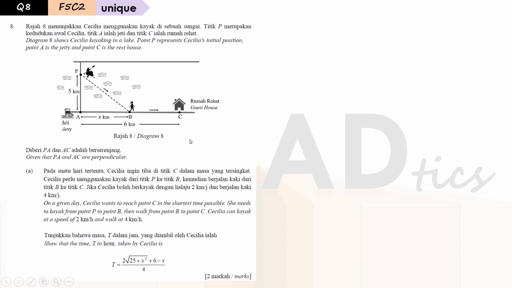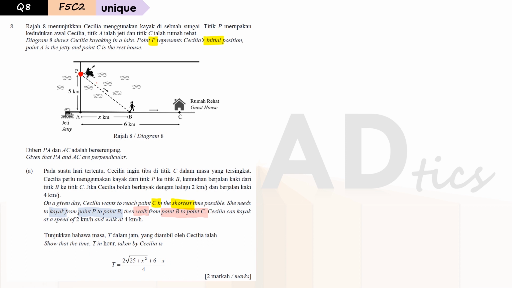Next question coming from differentiation, and this is one of the unique questions. Alright, so here we have a situation and we have this person named Cecilia. Cecilia has an aim, which is from point P, she wants to reach point C in the shortest time possible. So for her to do so, she needs to go through two types of transportation. The first type is she needs to kayak from point P to point B.